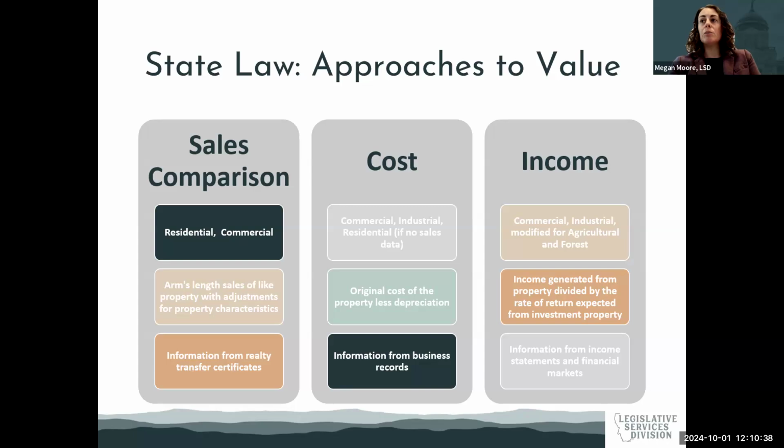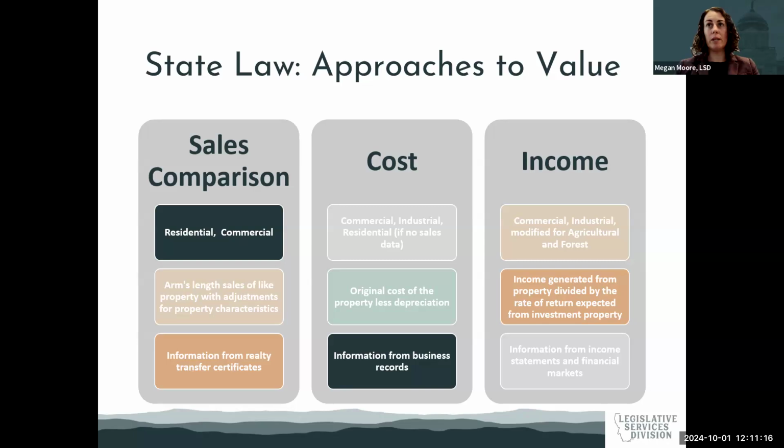This uses income generated from the property divided by the rate of return expected from investment property. And I want to make it clear here that when we talk about the income generated from the property, we're not talking about the income of a business, for example. If there's a grocery store leasing commercial space, the income used for the income approach is the income that the owner of the property gains from renting the property to the grocery business, not the income of the grocer. Finally, the information for the income approach is from income statements and financial markets.